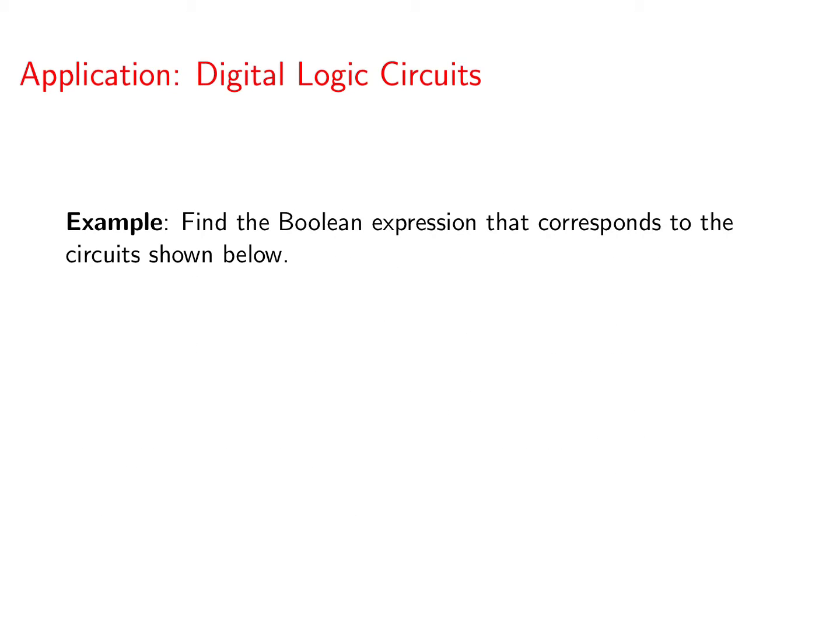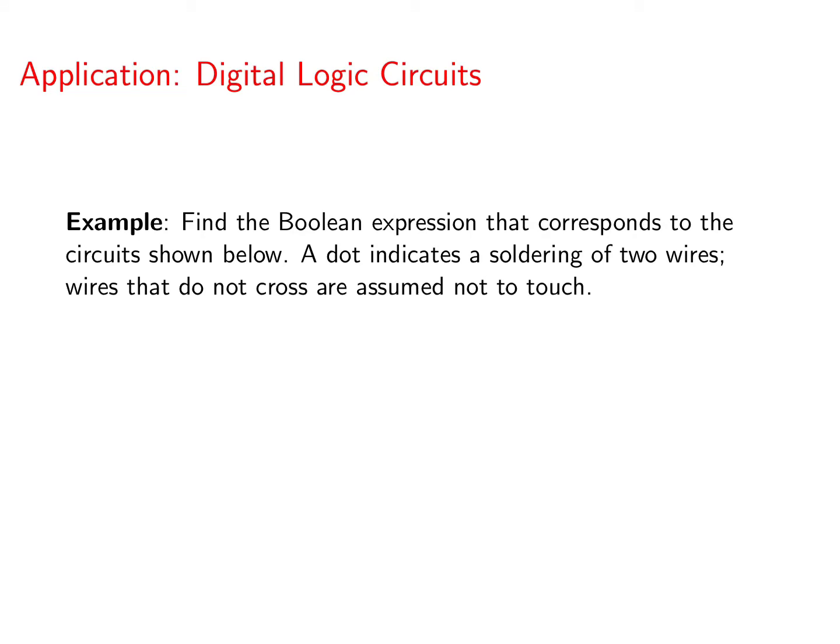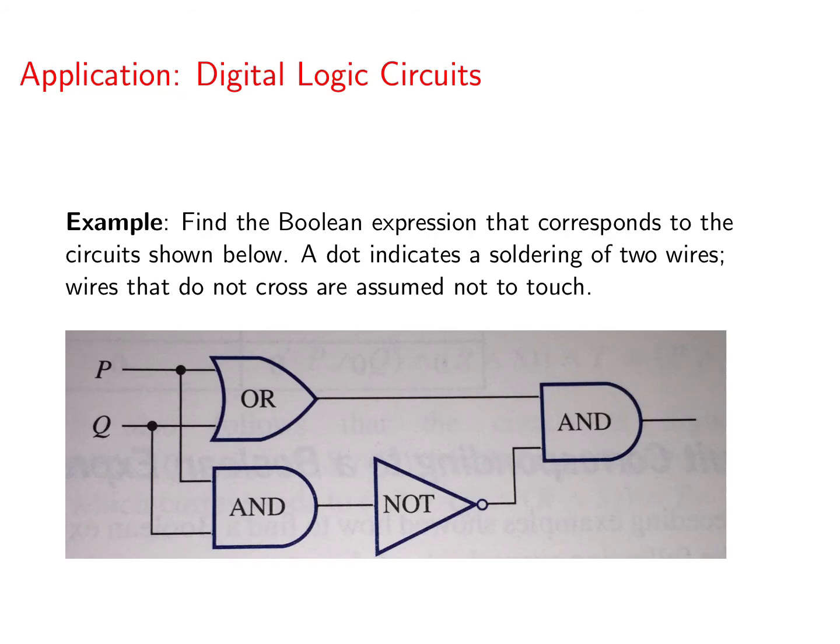So let's find the Boolean expression that corresponds to the circuits shown below. Now, we're going to draw a dot when we indicate a soldering of two wires, and wires that do not cross are assumed not to touch. So in this circuit, there's a splitting of P at this point. So P gets fed in as an input into the OR gate and to the AND gate, but this intersection right here, we assume that the wires do not cross. Similarly, Q is split at this point and fed into the OR and also fed into the AND.